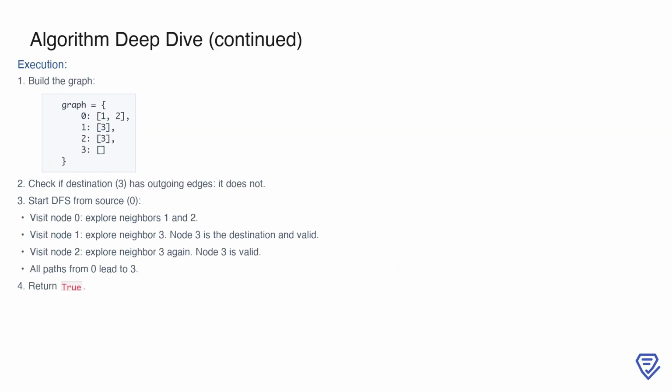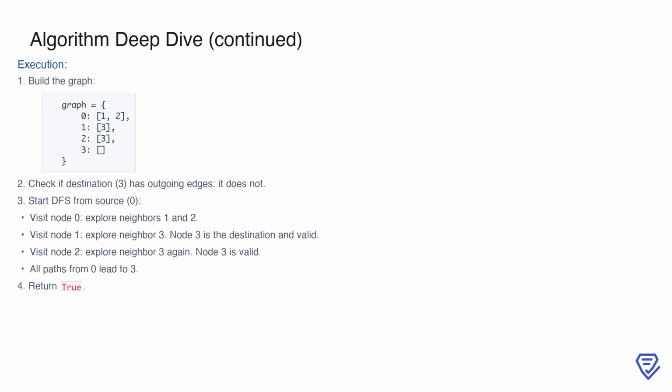To understand the algorithm in action, let's go through an example. Suppose we have 4 nodes, edges defined as [0,1], [0,2], [1,3], [2,3], the source node is 0, and the destination node is 3. First, we build the adjacency list, which results in the graph. Node 0 points to nodes 1 and 2, nodes 1 and 2 point to node 3, and node 3 has no outgoing edges. We check if the destination, node 3, has outgoing edges. It does not, so we proceed.